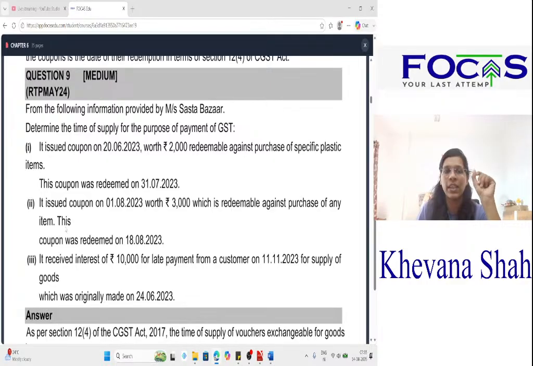Then the second case they are giving is, it issued a coupon on 1/8/2023 worth 3000 which is redeemable against purchase of any item. Now see, this is purchase of any item. So, for your voucher, you do not know the supply of goods when you are issuing your coupon, and you are given your redemption date. And the third case is, it received interest of 10,000 for late payment from a customer on 11/11 for supply of goods which was originally made on 24/6. Now determine the time of supply. So please try to find out the time of supply for these three cases.